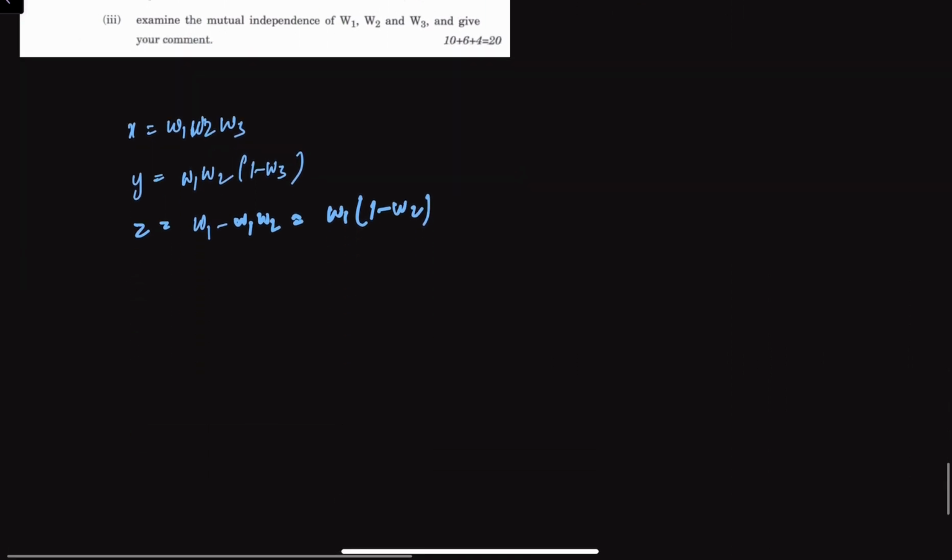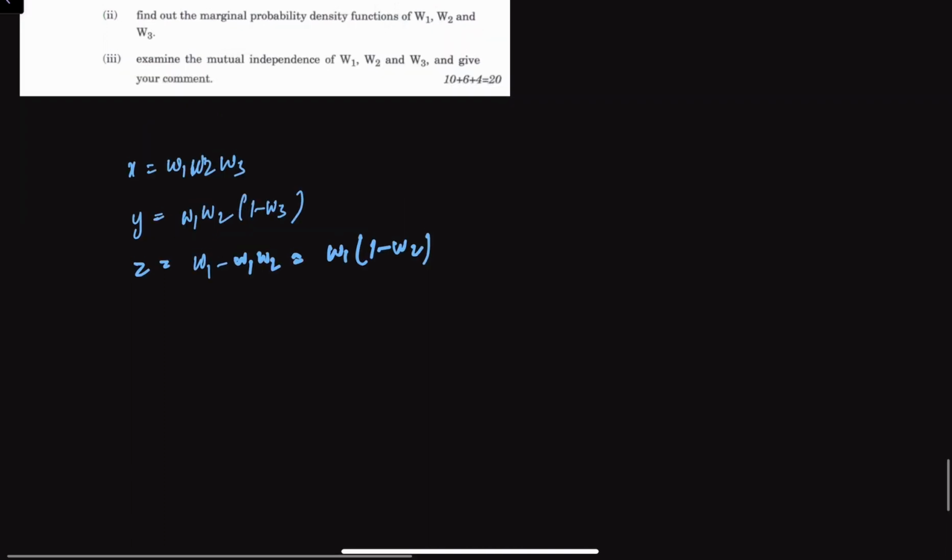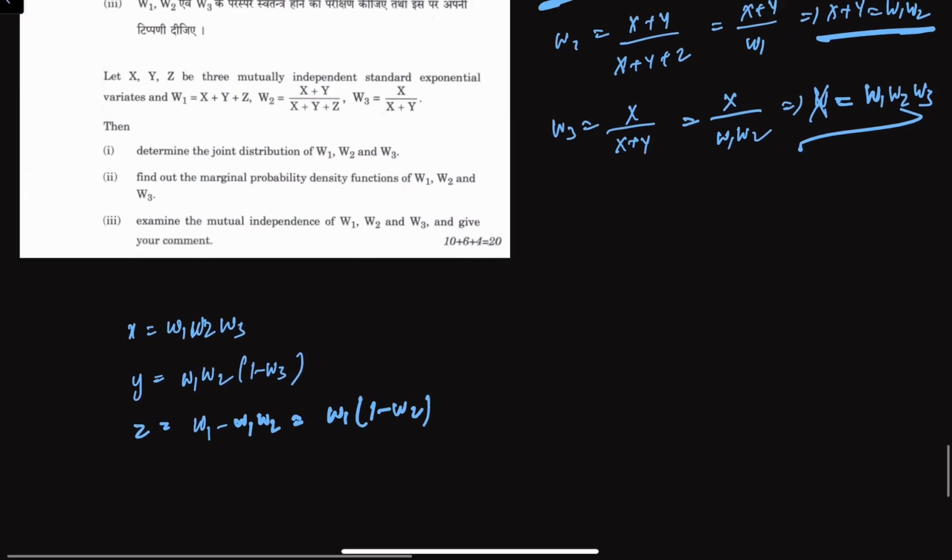Now we compute the Jacobian, and also consider the domain conditions. W1 is X plus Y plus Z, so W1 is greater than 0. W2 is (X plus Y) by (X plus Y plus Z), where the denominator is higher than the numerator, so 0 is less than W2 is less than 1. For the third, X by (X plus Y), the denominator is higher than the numerator, so 0 is less than W3 is less than 1.